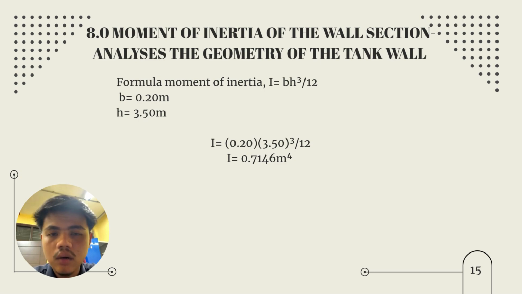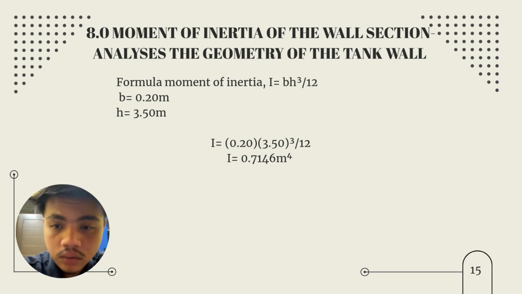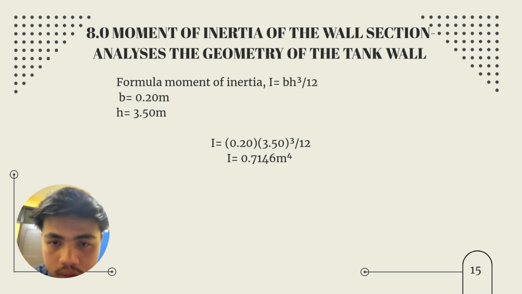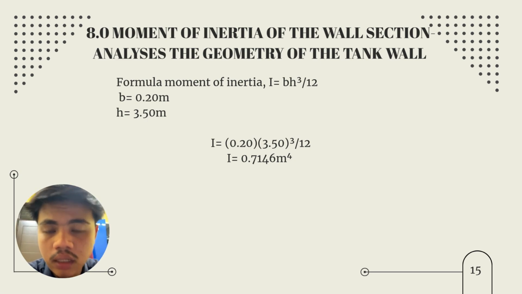So for the moment of inertia of the wall section, the formula is I equals bh to the power of 3 over 12. The value I represents the geometric resistance of the tank wall to bending caused by the lateral water pressure. The bigger the value of I, the higher the wall's ability to withstand bending forces without experiencing excessive deformation. After calculation, we found that our I is 0.7146 meter to the power of 4.